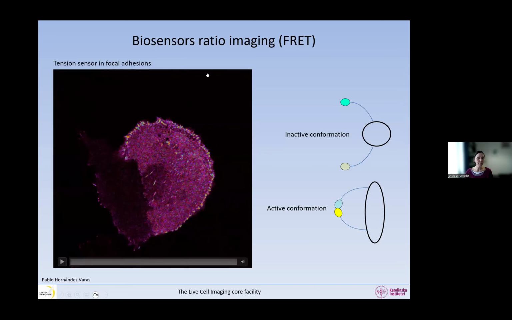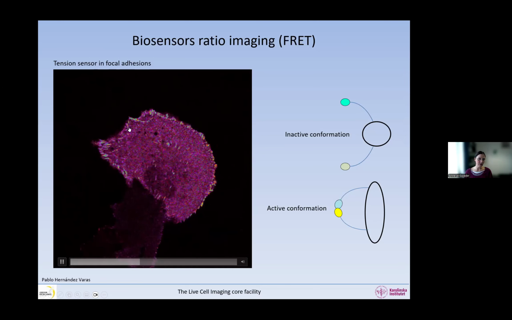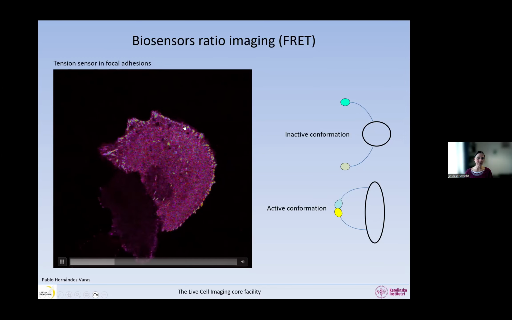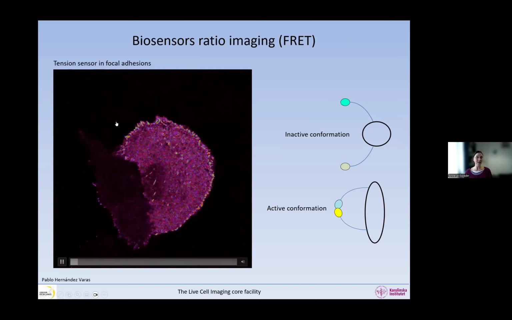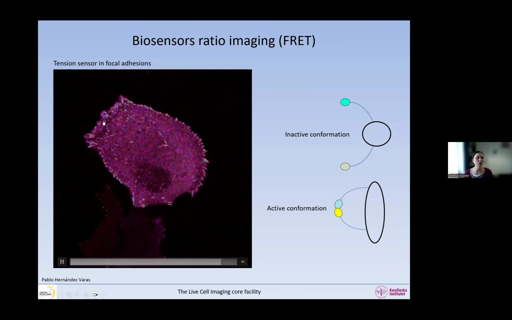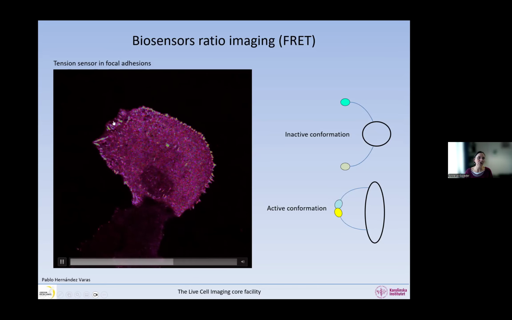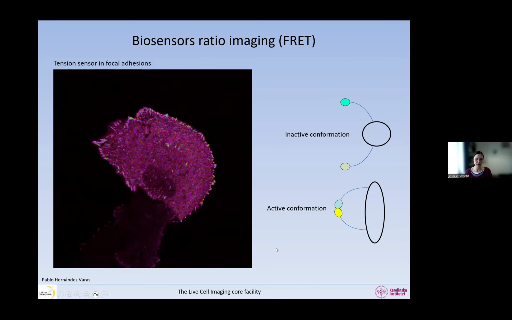So this is another example of tension sensors on focal adhesions, where we have one molecule with two fluorophores, and when the molecule changes conformation, the two fluorophores come close together, and then FRET also happens. Thanks to this, we can follow the focal adhesions and see how they change colors, so the tension of the actin pulling on the focal adhesion is actually encoded in the color here.